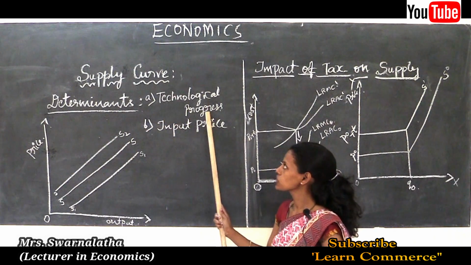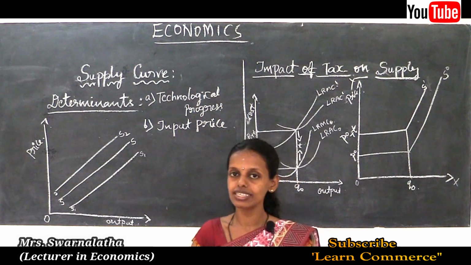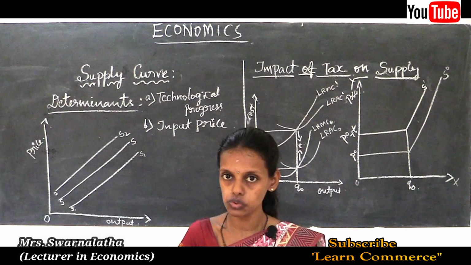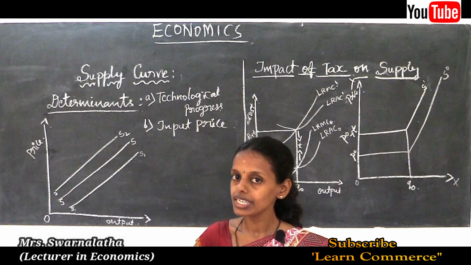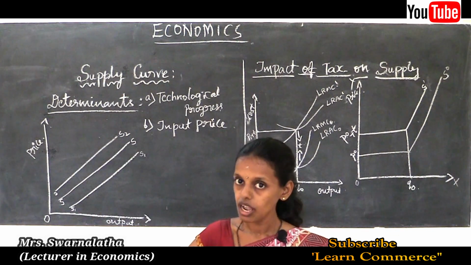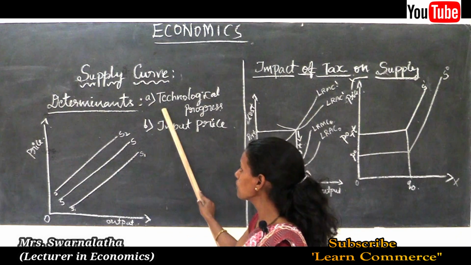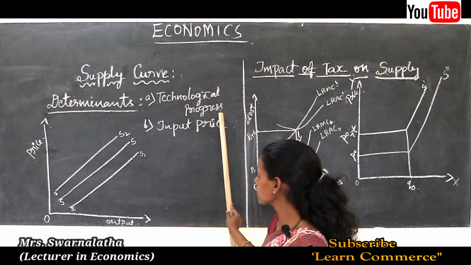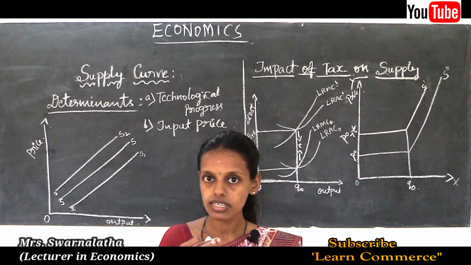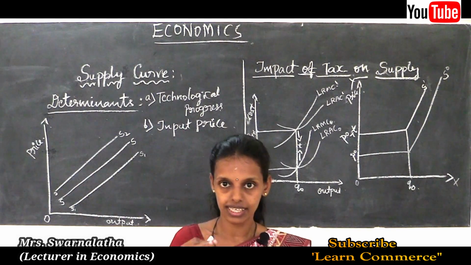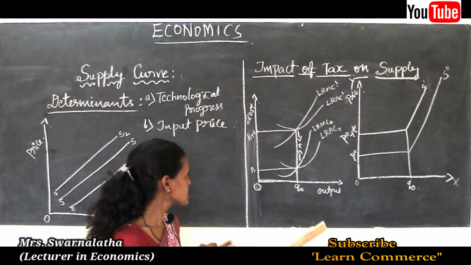Due to technological progress, for example, suppose the factors of production used earlier are labor and capital, only two factors. By an innovative method, the firm is going to increase its production by using the same factors. Innovative methods lead to technological progress. This technological progress leads to a decrease in the marginal cost of a firm. The supply increases. When innovation increases, that automatically leads to an increase in supply.